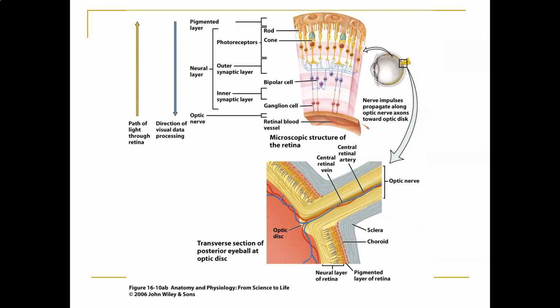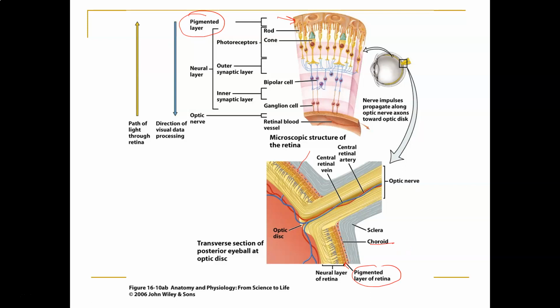Okay, so here's how they're organized in the retina. The retina itself actually has two layers. It has a pigmented layer, which is shown here. This is a little hard to tell, but let me show it down here. Here's the pigmented layer. So it's right up next to the choroid layer of the eye.